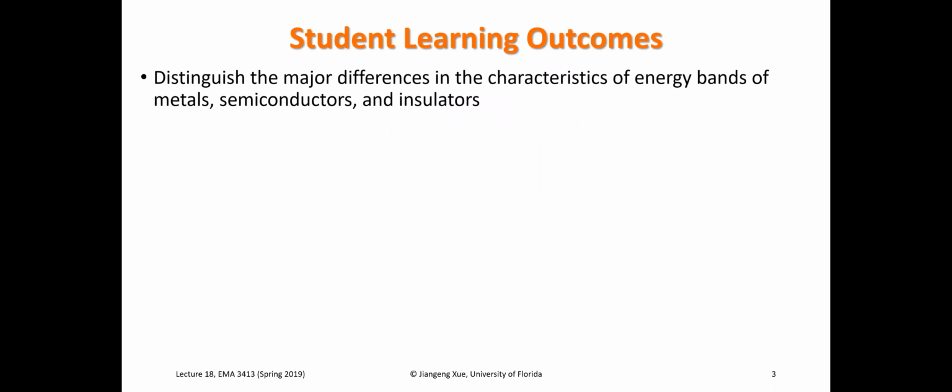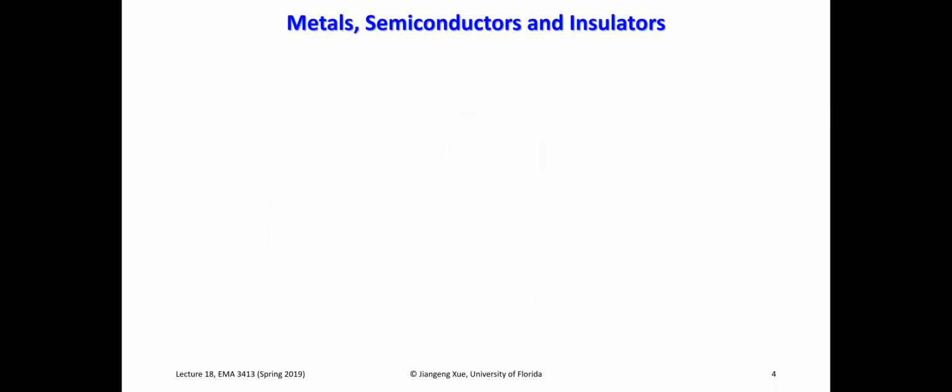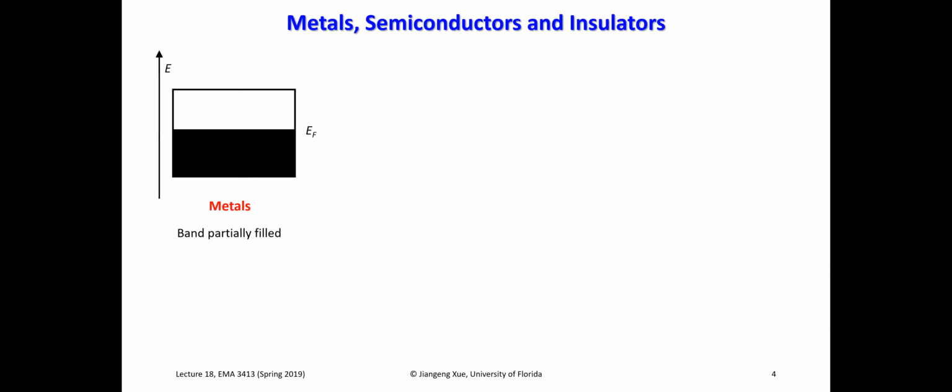So first, students should be able to distinguish the differences in the characteristics of energy bands of metals, semiconductors, and insulators. For metals, as we have learned in the last lecture, they are characterized by having a partially filled band, where the Fermi energy goes through the band somewhere in the middle. And this gives you very high conductivity for these materials.